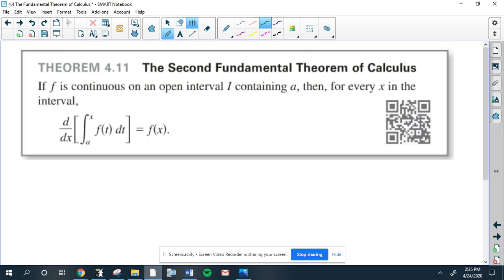Today we're going to talk about average value of a function. Before we start that, I just want to quickly point out this theorem, the second fundamental theorem of calculus. Normally we would go over this and do a bunch of examples on it, but we're going to skip it this year.